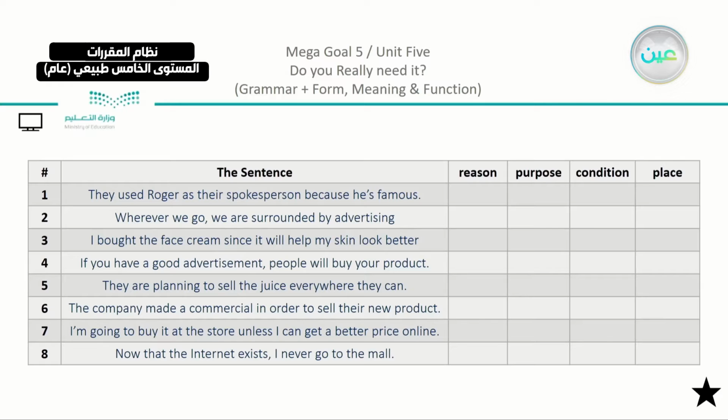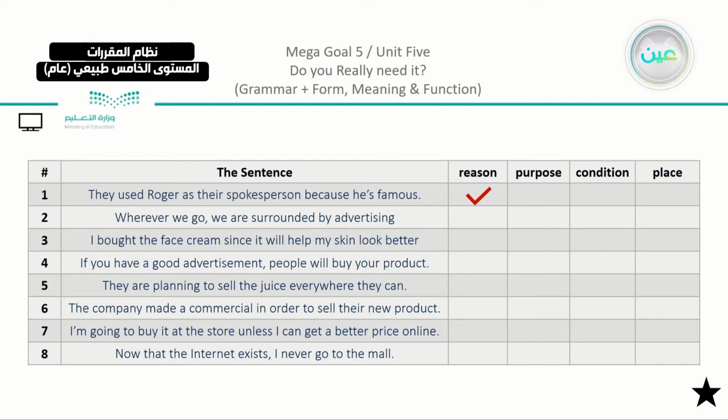They used Roger as their spokesperson because he's famous. Now you can see in the sentence there is a conjunction. Immediately from because you can know what it is, or also you can try to understand the whole parts of it. So why did they use Roger as a spokesman? Because he was famous, which means that we have here reason.